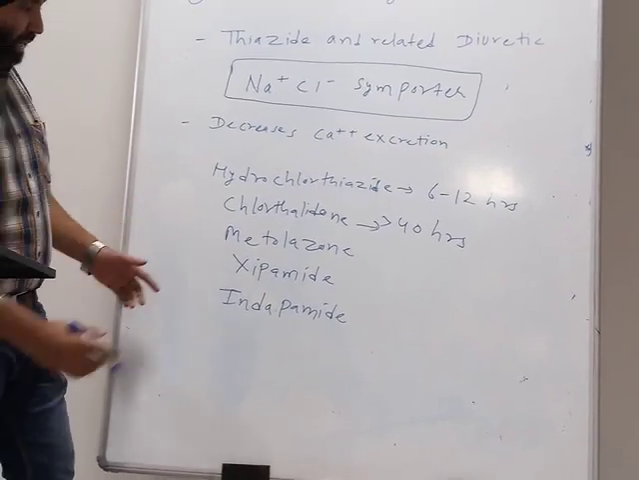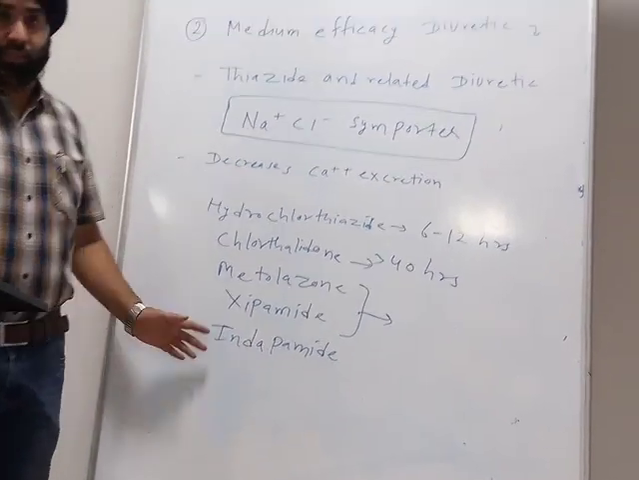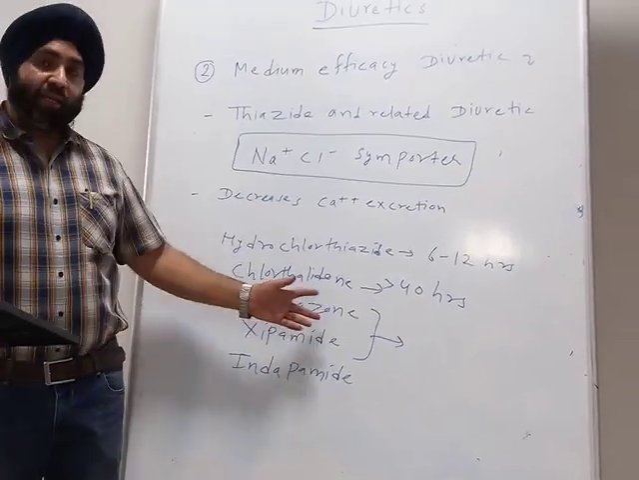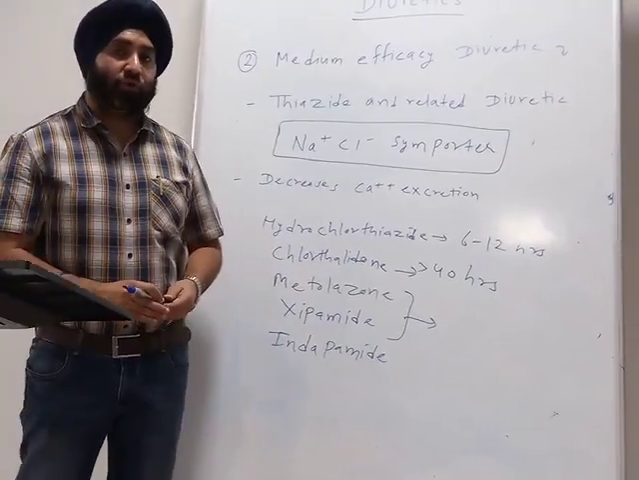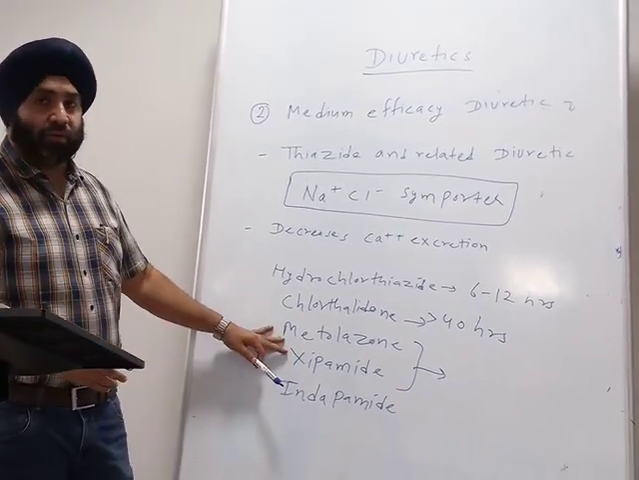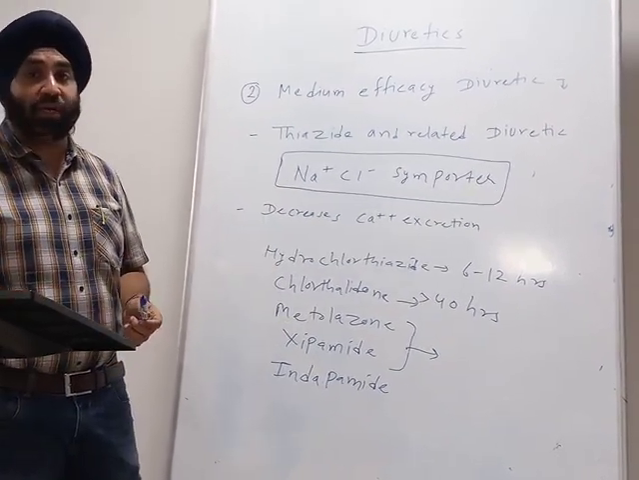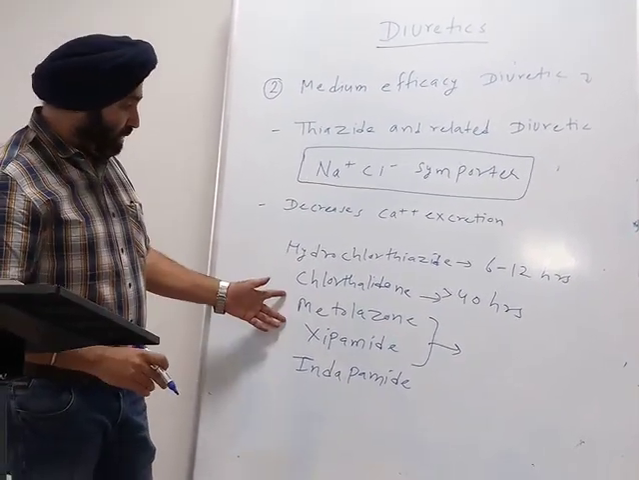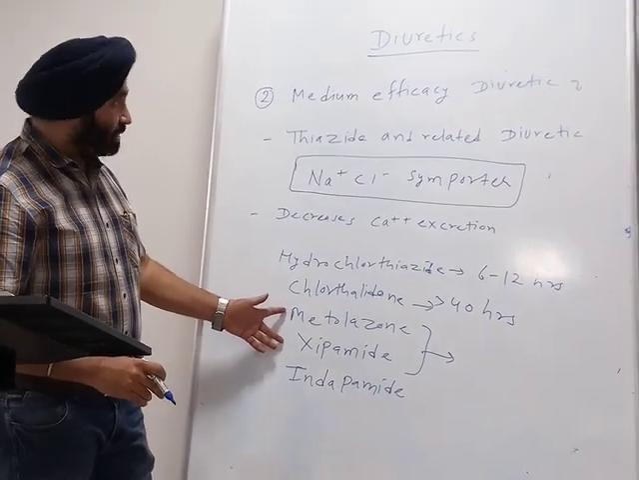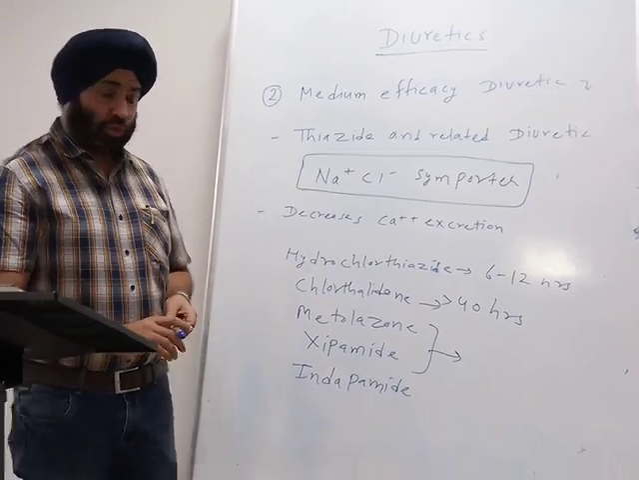Metolazone and xipamide are drugs which are a little bit similar to the loop diuretics because they can work in conditions of limited renal failure also. So sometimes they are used as adjuvant, along with furosemide, in conditions of renal failure. These are the drugs in medium efficacy which are used in renal failure conditions also.